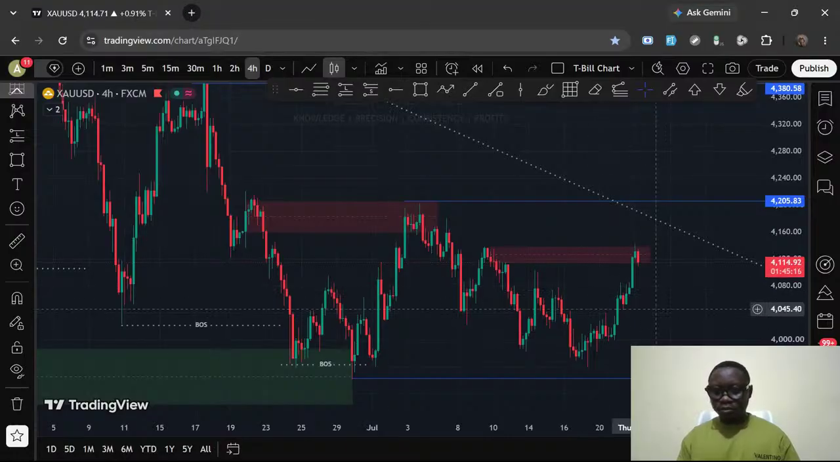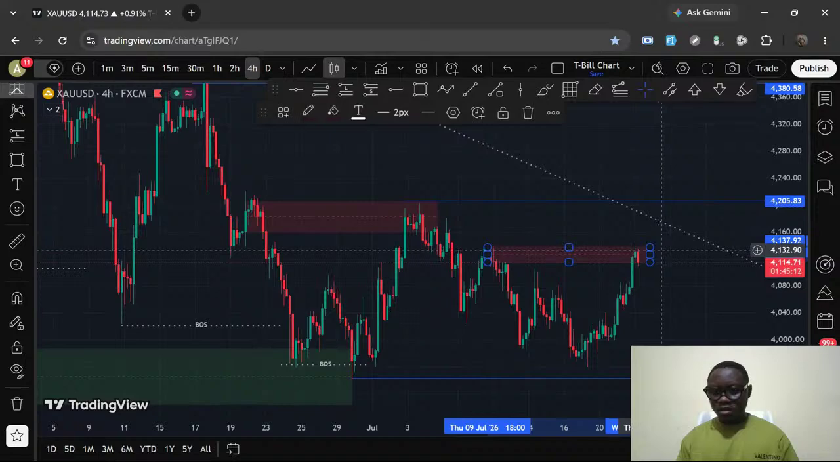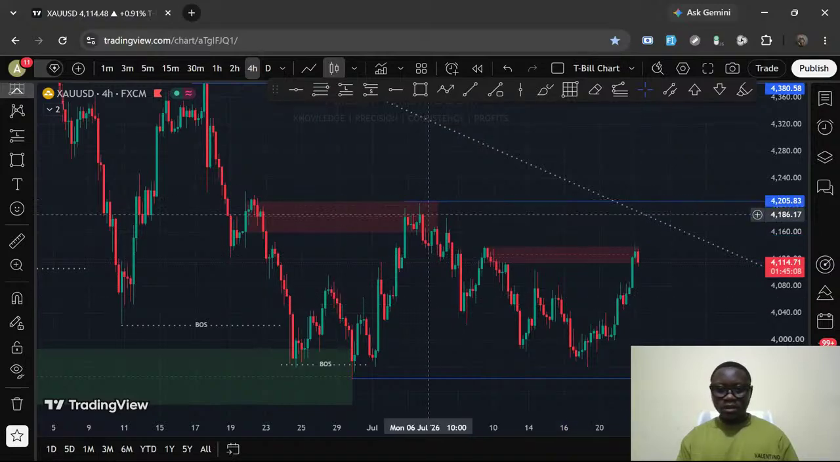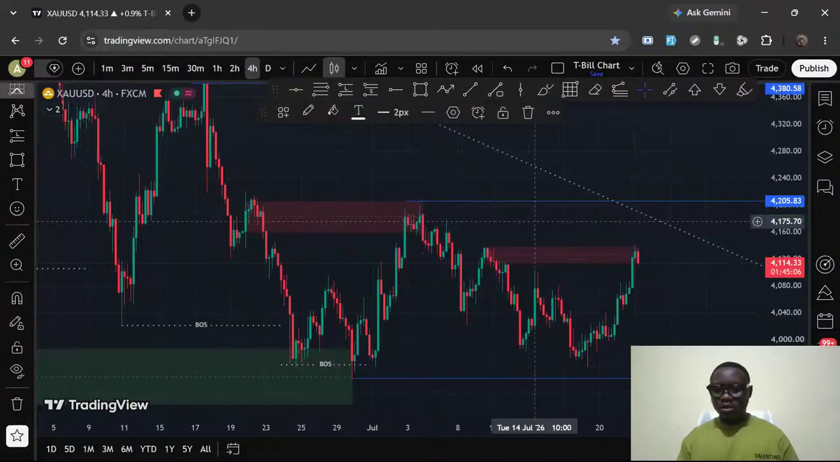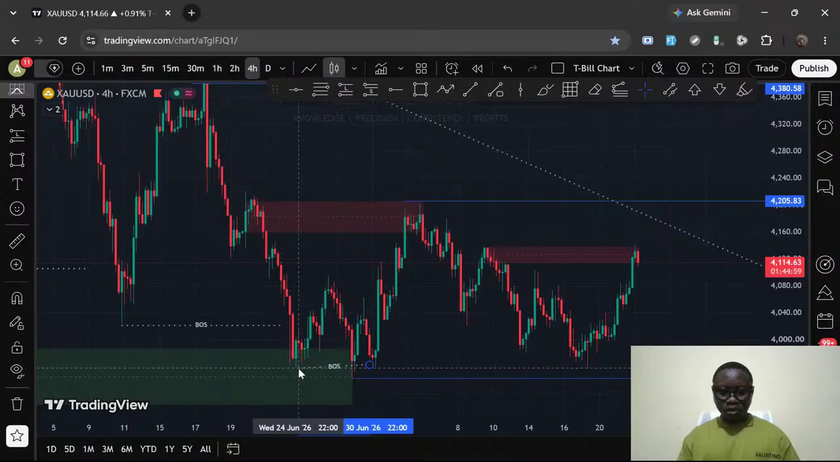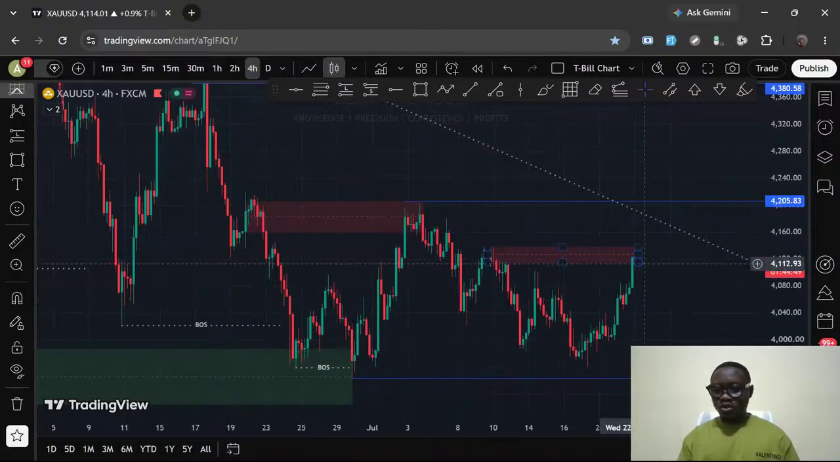We have this right here, and here this zone. On the 4H time frame, I think we are still good. The zones we have on the 4H time frame are aligned with that of the daily time frame.